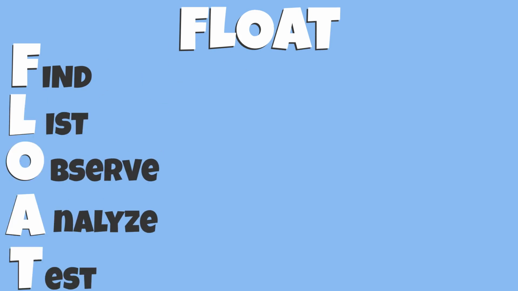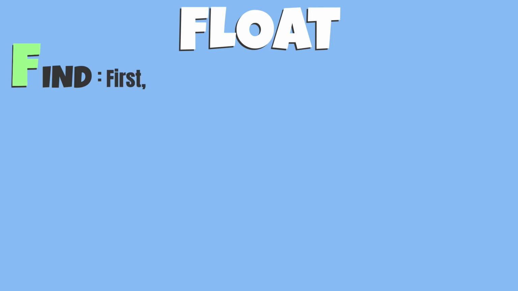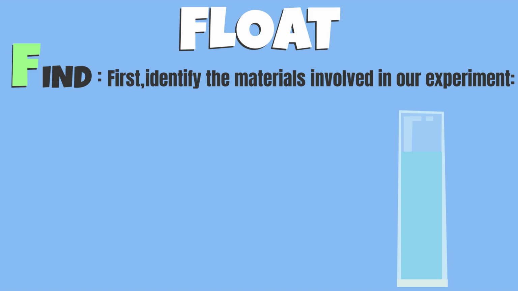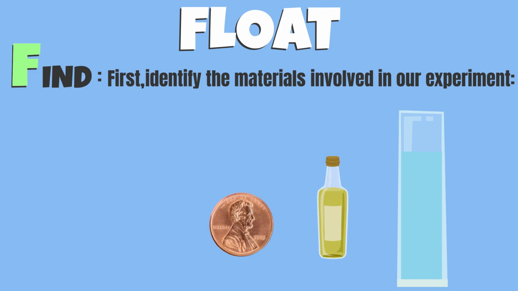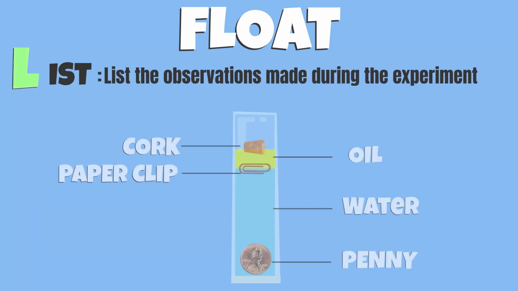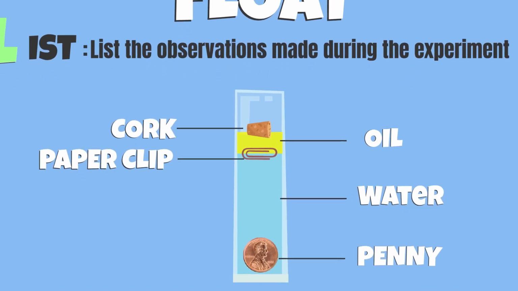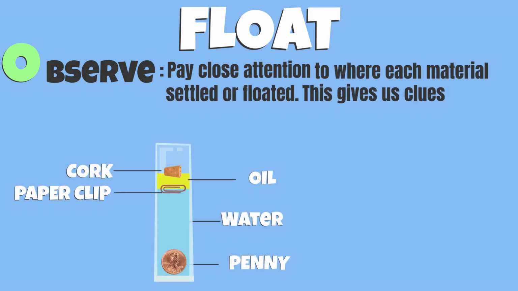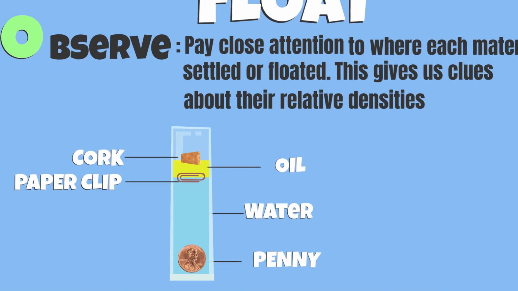Let's break it down. F stands for Find. First, identify the materials involved in our experiment: water, cooking oil, a penny, a plastic paper clip, and a cork. L stands for List. List the observations made during the experiment, focusing on the position of each material in the beaker. O is Observe. Pay close attention to where each material settled or floated. This gives us clues about their relative densities.